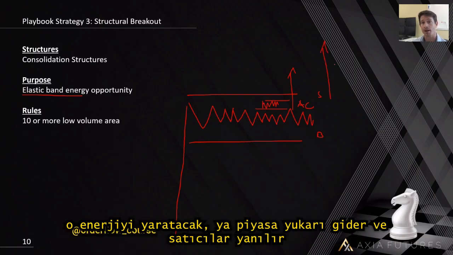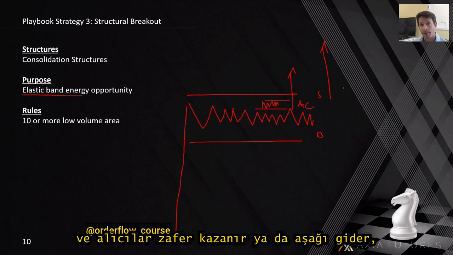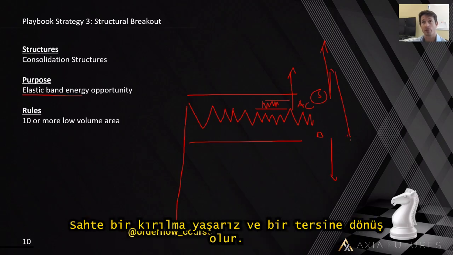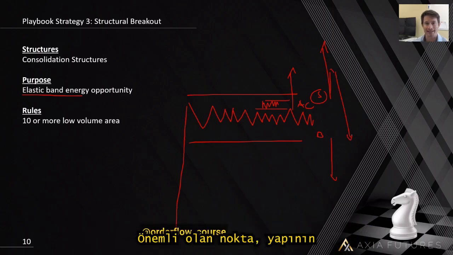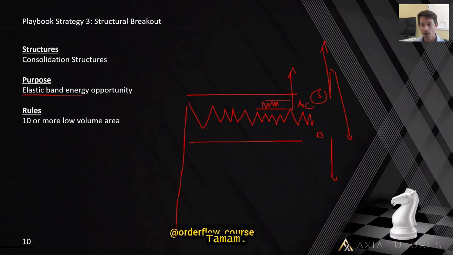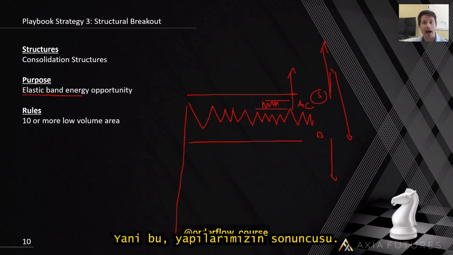Either the market goes up and the sellers are wrong and the buyers triumph, or it goes down. Or sometimes the buyers seemingly triumph, we have a false break, and we have a reversal. The point being is that the structure brings energy, and the energy brings opportunity. Okay, so that is then our last of our structures.